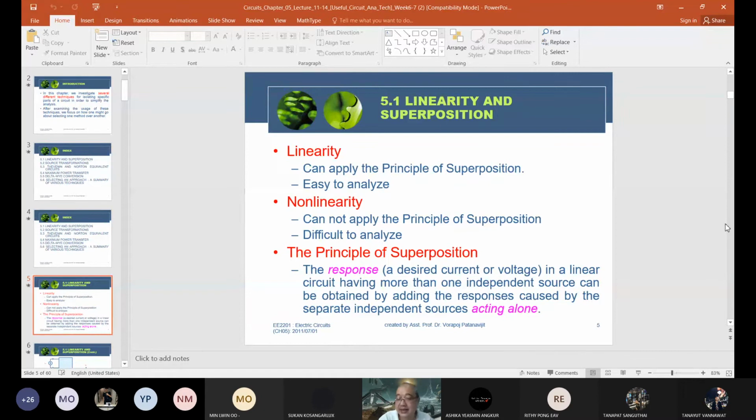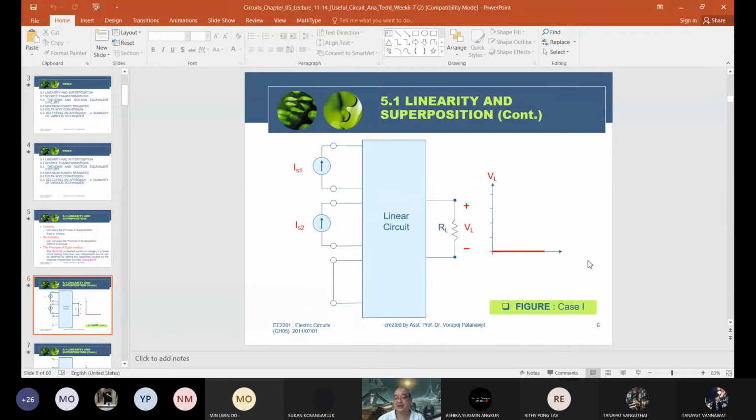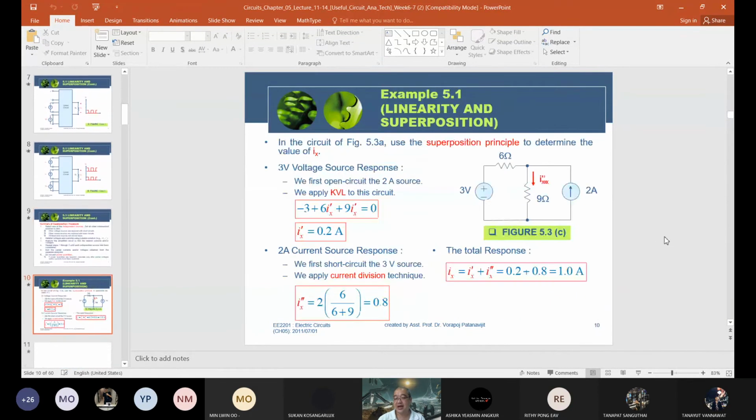Okay. The next one is linearity and superposition. Linearity and superposition are frequently used in bigger circuits, circuits that have many independent sources. The idea of superposition is very simple. We activate each source. If you would like to find Ix in the circuit shown in this slide, you can see that we have two sources, right? We find Ix from the 3-volt source first, and we find Ix from the 2-amp source later.